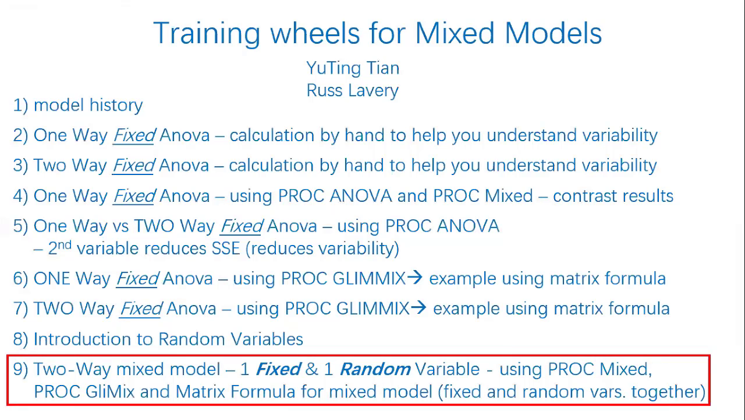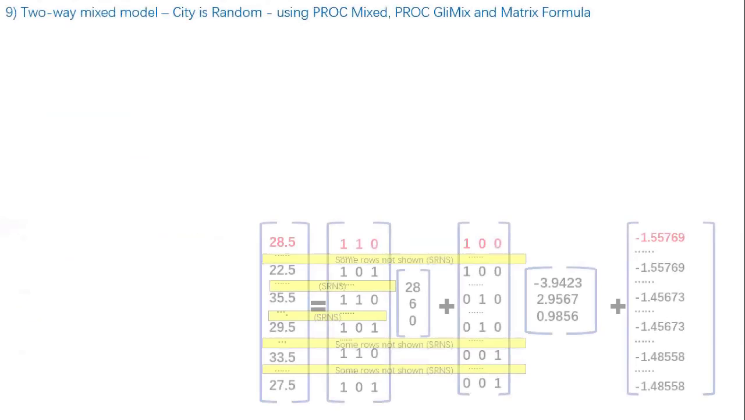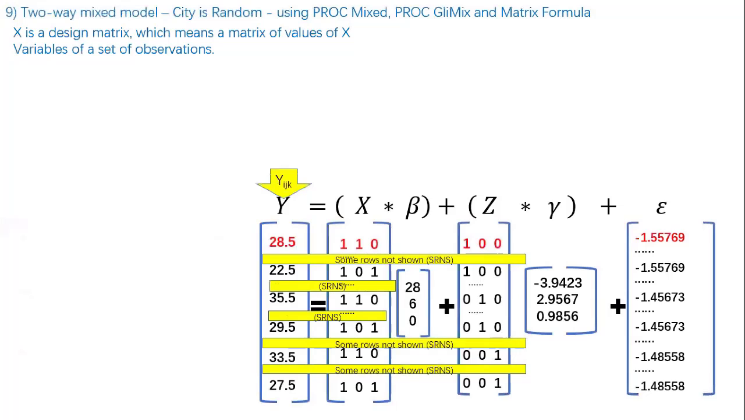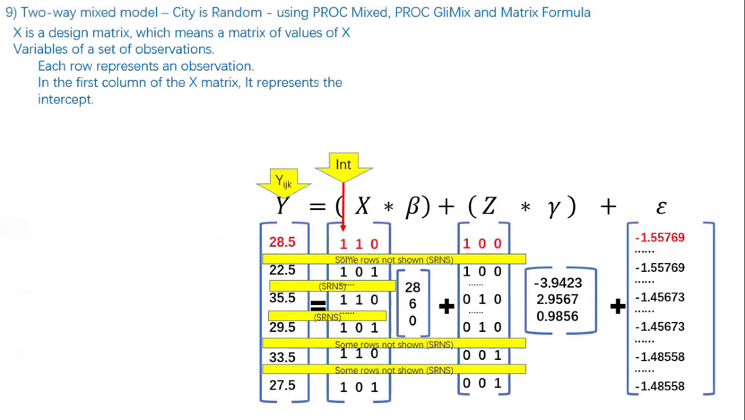Okay, let's go to the next section. It's two-way mixed ANOVA, and we have 1 fixed and 1 random variable. This is our matrix formula. The X is a design matrix, which means a matrix of values of X variables of a set of observations. Each row represents an observation. The first column of the X matrix represents the intercept. Other columns represent values of X variables.